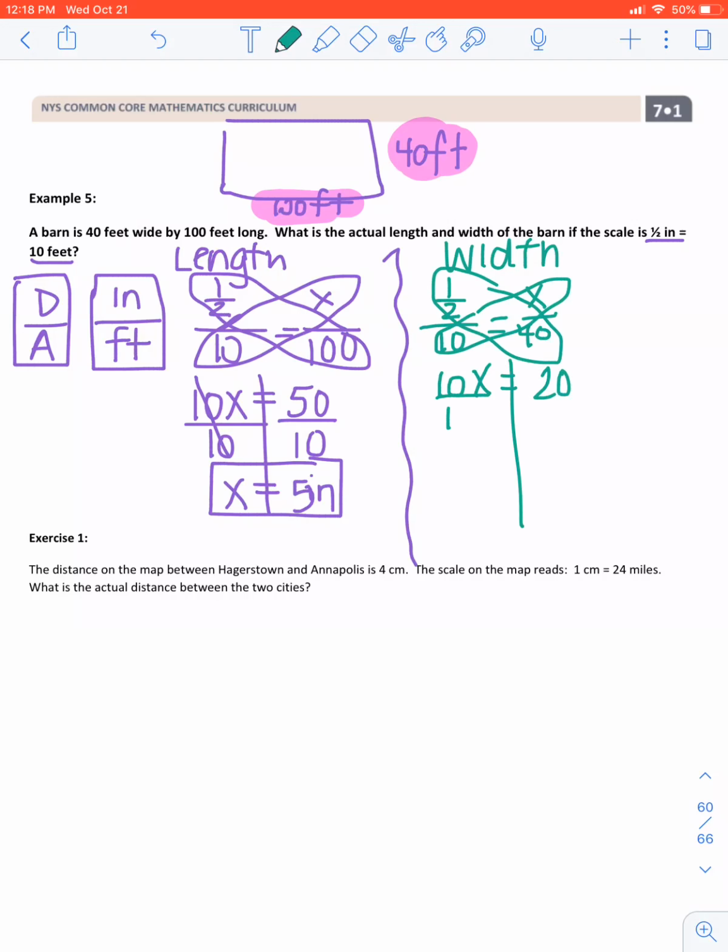Now let's solve for x. We're going to divide both sides by 10. So x is 2, and that's the number of inches in the actual drawing. So our answer, we had to find the length and the width. We found the length in the drawing to be 5 inches and the width in the drawing to be 2 inches.